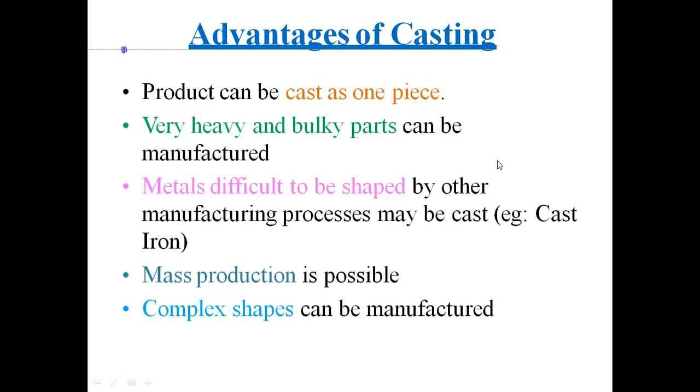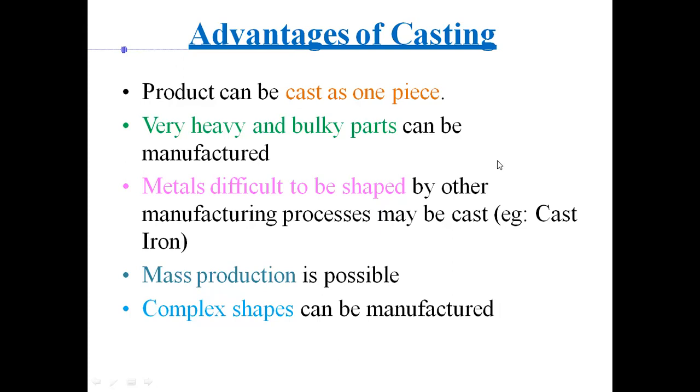Metal that is difficult to shape by other manufacturing processes may be cast. For example, cast iron. As the name suggests, because it is manufactured using the casting process, the name has been kept as cast iron. So cast iron is not too feasible to be done with other processes. That is why the name has been kept as cast iron.